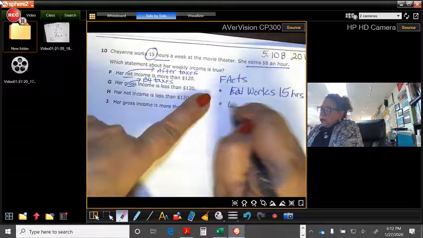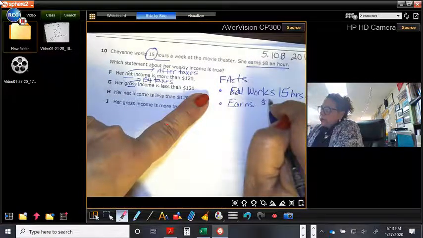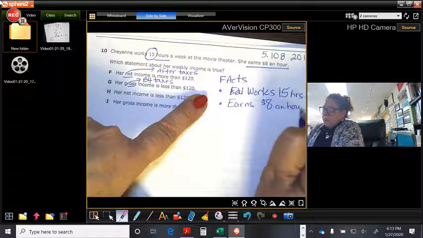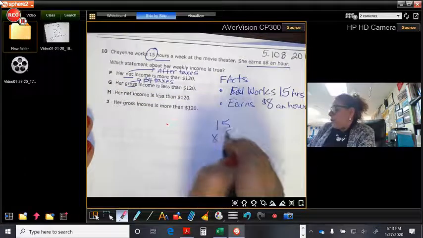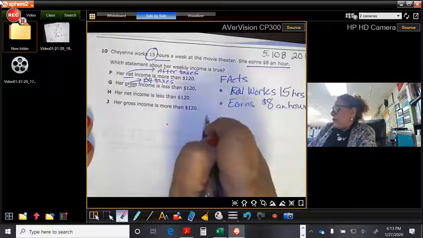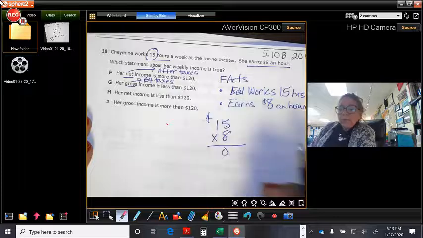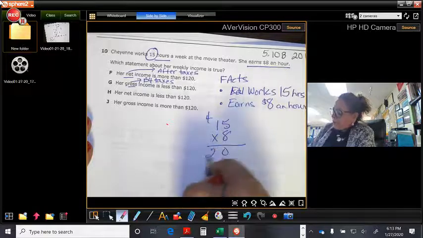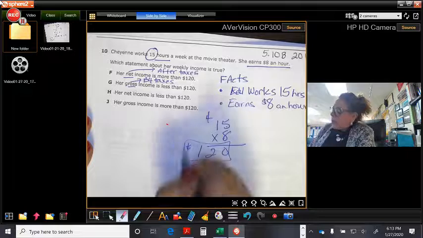Okay, let's find out how much this is. 8 times 5 is 40. Carry my 4. 8 times 1 is 8. Plus 4 is 12. Very good. So she earns $120 a week.